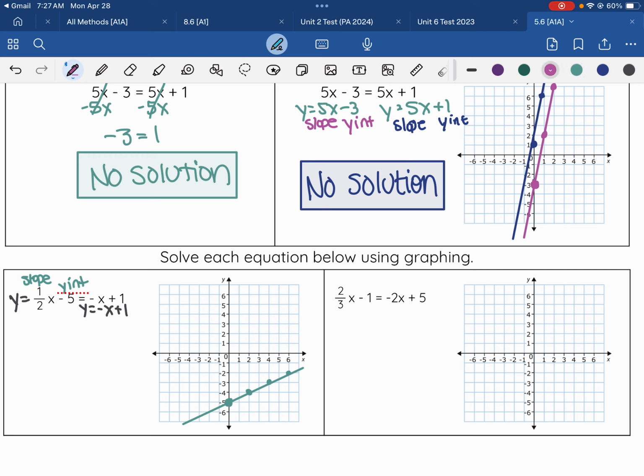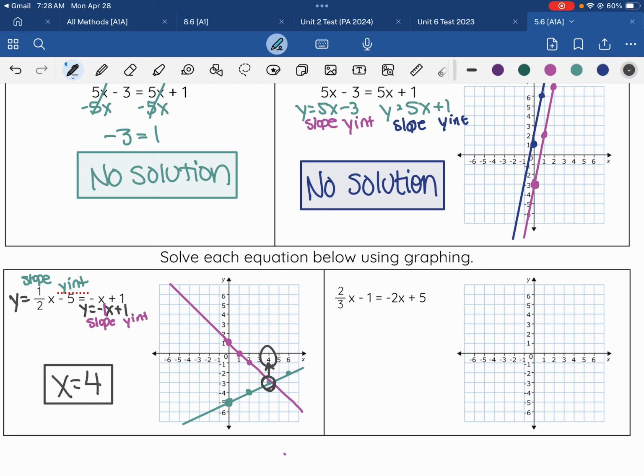On the other equation, my y-intercept is 1, and my slope is negative 1. So I'm going to start at 1 on the y-axis and go down 1, right 1. If it's negative, we change whether we're going up or down. We do not change whether we're going left or right, because most lines, or all lines, should read left to right. And it looks like these two cross right here, which has an x value of 4.